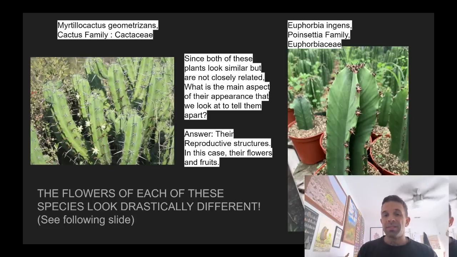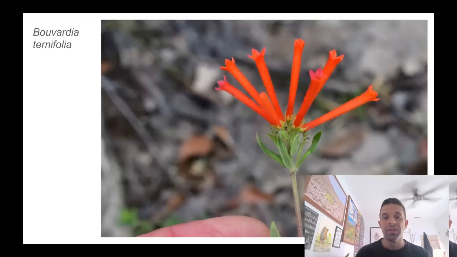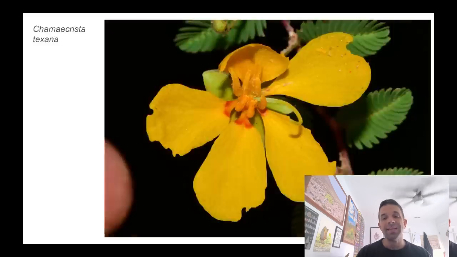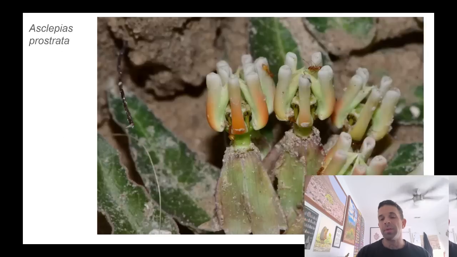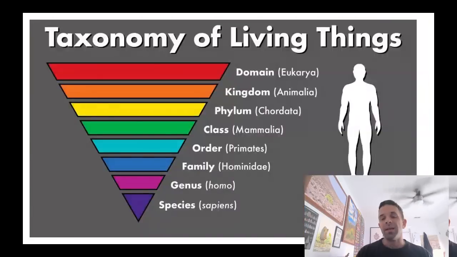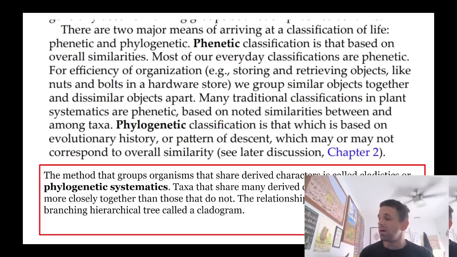Since both these plants look similar, you can look at their flowers and tell the difference. But also, the spines on a euphorbia are stipules. The spines on cacti are just leaves. They've modified their leaves. When you look close, you can tell even if it's not flowering. But at first glance, to a layperson, they're going to assume it's the same thing. That's convergent evolution, and that's what phenetic classification is: just grouping things together based on how they look. That's not what we want for taxonomy.